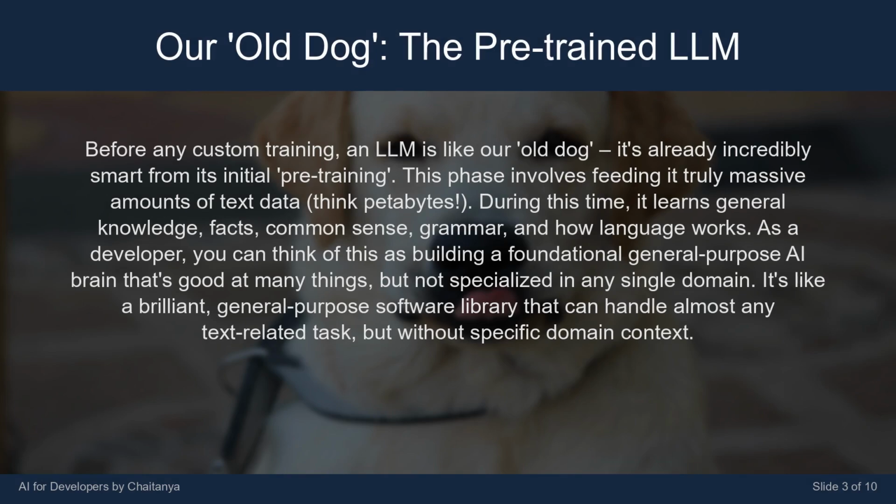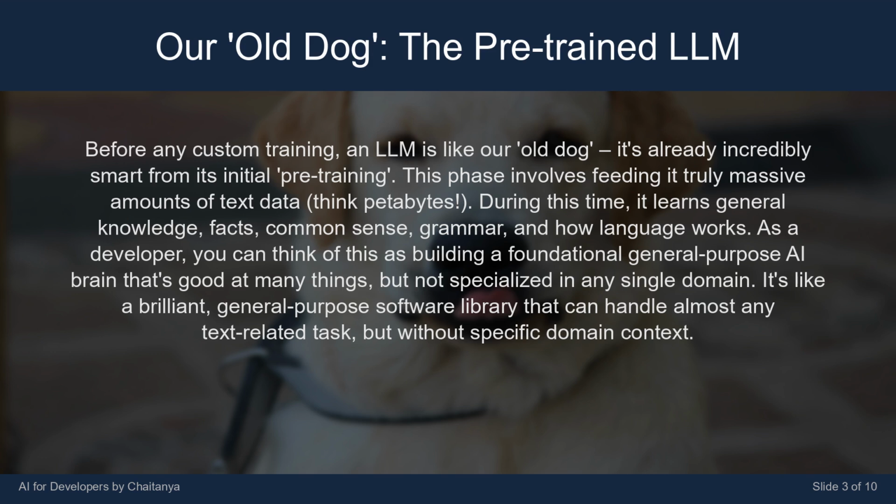Before any custom training, an LLM is like our old dog. It's already incredibly smart from its initial pre-training. This phase involves feeding it truly massive amounts of text data. Think petabytes. During this time, it learns general knowledge, facts, common sense, grammar, and how language works.